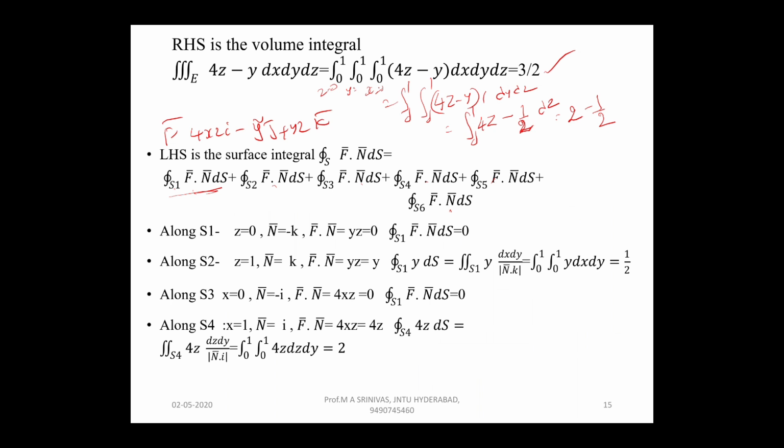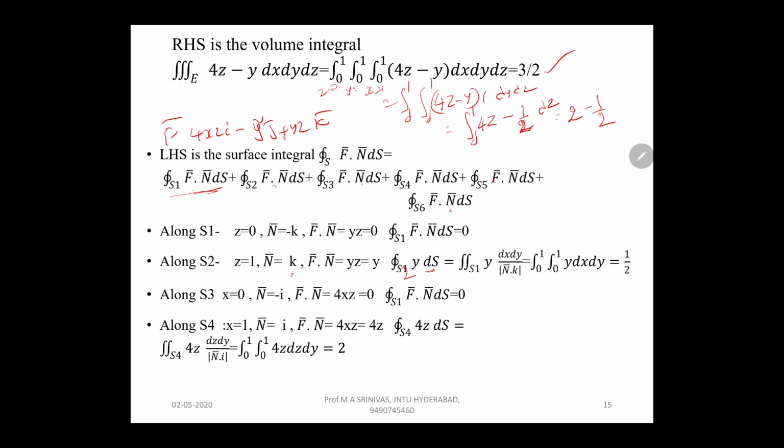Next, along S2, opposite to it, the Z value is 1, n bar value is k bar, and F bar dot n bar is yz, because z is 1, it is y. The integral over S2, not S1, of y ds I need to find out. I mentioned ds can be written in many ways by taking the projection on any plane. I am taking the projection on xy. At the time of surface integrals I mentioned that ds is dx dy by n bar dot k bar. N bar is k bar.